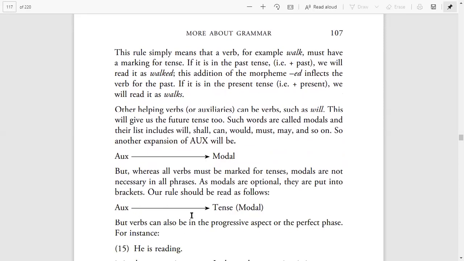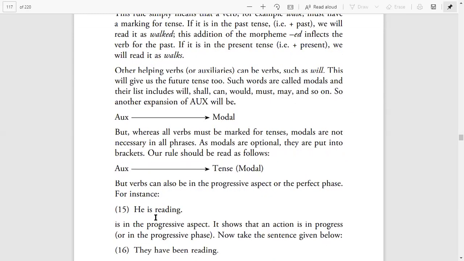So for auxiliaries, we have the third formula here. Auxiliaries can be expanded into tense and then the optional modal. And then we have a sentence that is in the progressive aspect. We show the continuous section, right? He is reading is in the progressive aspect or in the continuous form. It shows that an action is in progress.